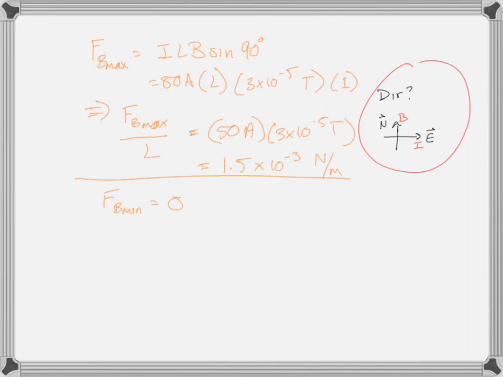But it's a small force, 1.5 times 10 to the minus 3 newtons per meter, and so probably not a terribly noticeable force. It's not an unmeasurable force, but it's not a noticeable force. And the direction, if we run north to south, there is no direction. There is no direction associated with a force of 0 newtons.